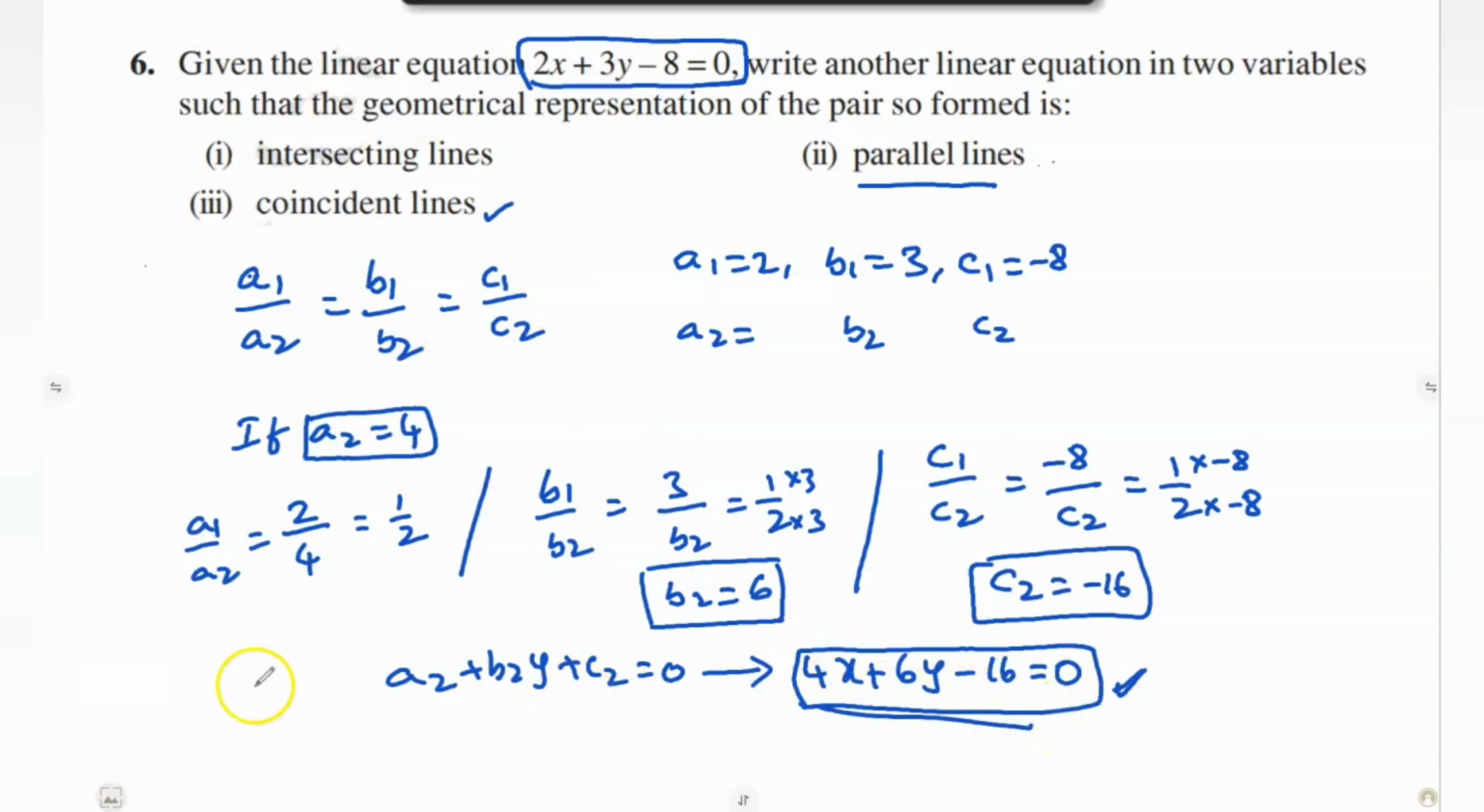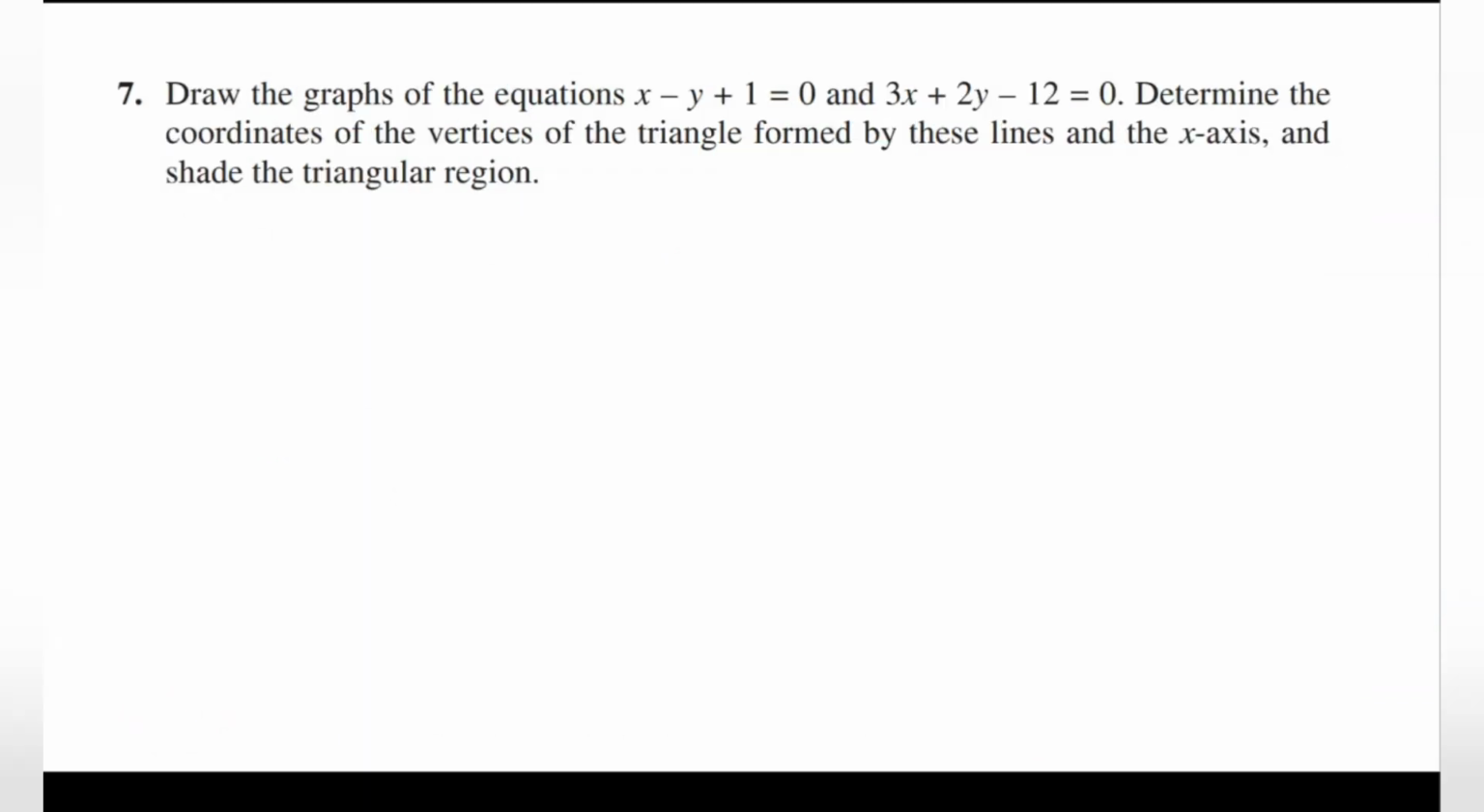So coming to question number 7. The seventh question is: draw the graphs of the equations x minus y plus 1 equal to 0 and 3x plus 2y minus 12 equal to 0. Determine the coordinates of the vertices of the triangle formed by these lines and the x-axis, and shade the triangular region. So what do we need to do first?